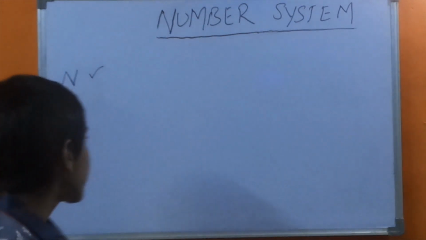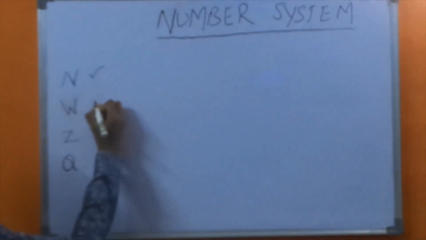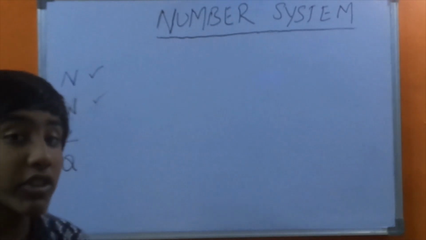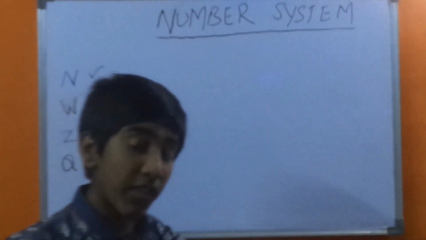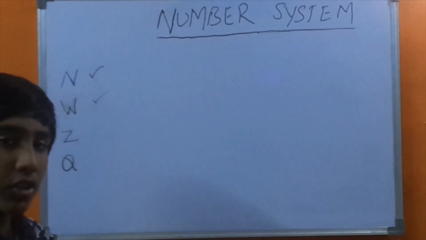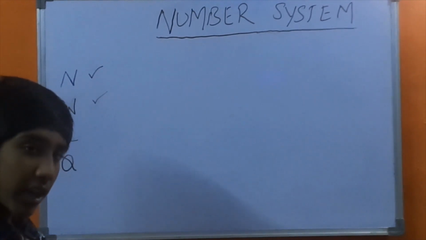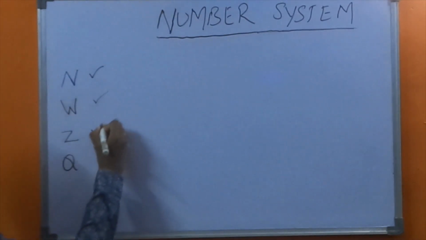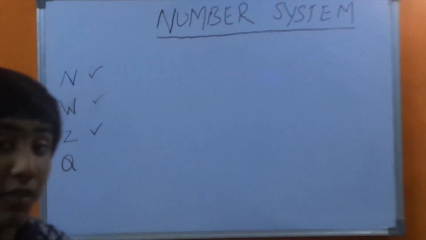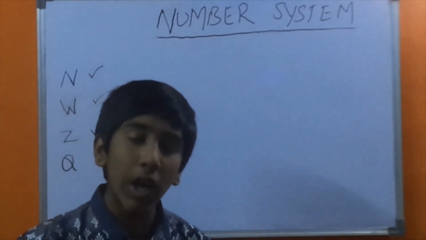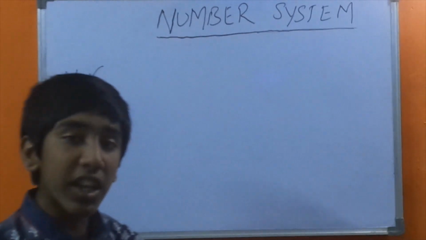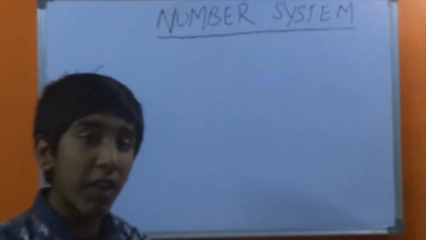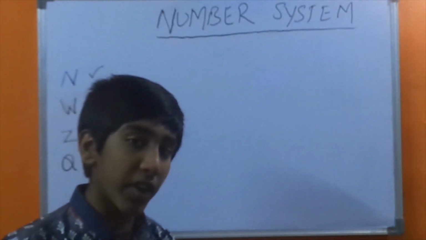The second kind is whole numbers. They are the natural numbers along with 0. They start from 0. For example, 0, 1, 2, 3, 4, etc. And the third kind is integers. They are denoted with the letter Z. Z comes from the German word Zahlen, which means to count. Integers are the numbers consisting of negative numbers and whole numbers.